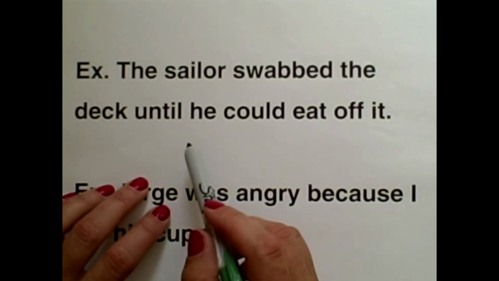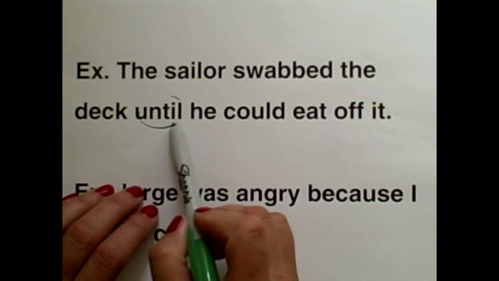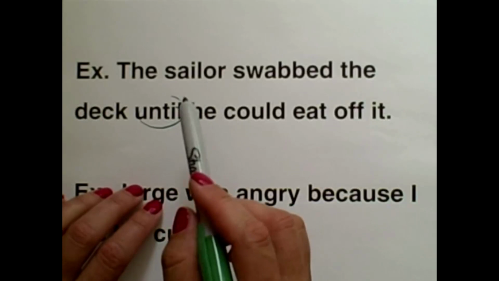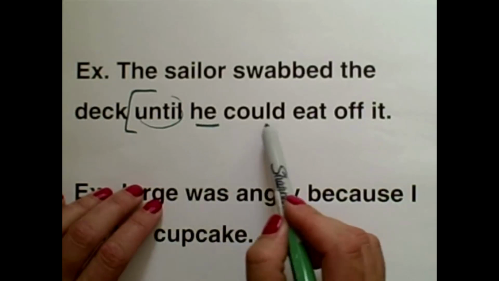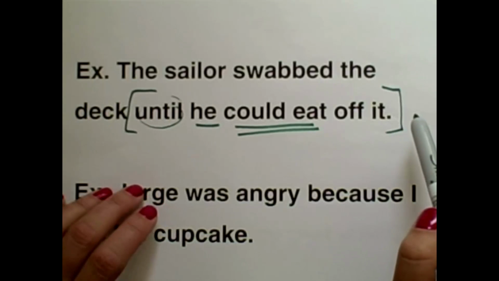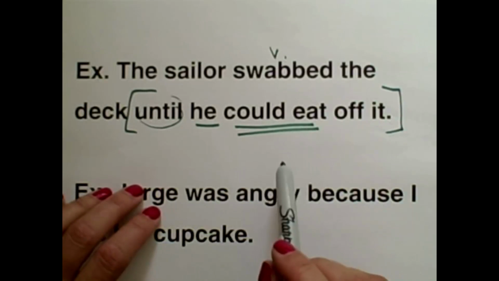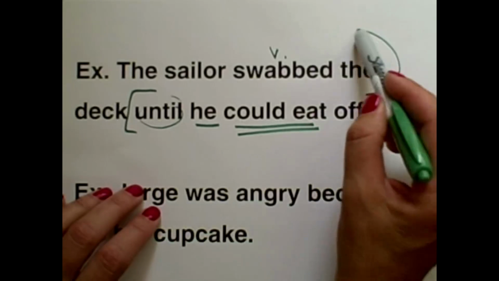Here's another. The sailor swabbed the deck until he could eat off it. We don't have any commas here to signal the adverb clause, but we do have a trigger word, until. The clause is, until he could eat off it. It modifies the verb swabbed. Swabbed to what extent? Until he could eat off of it.